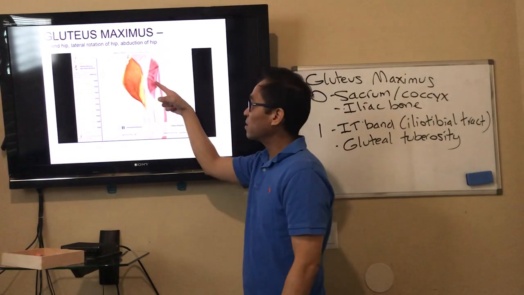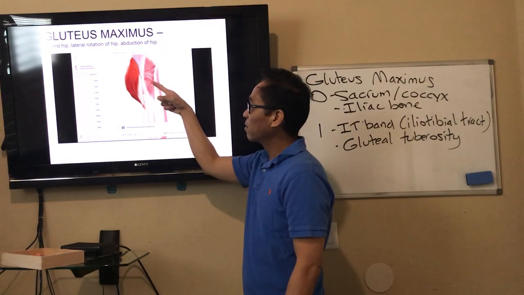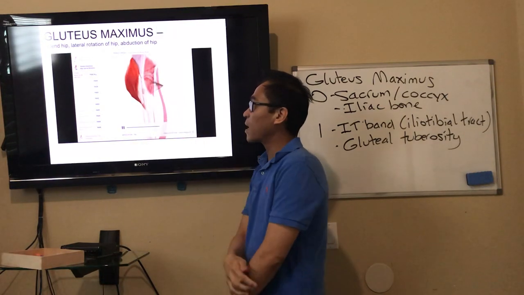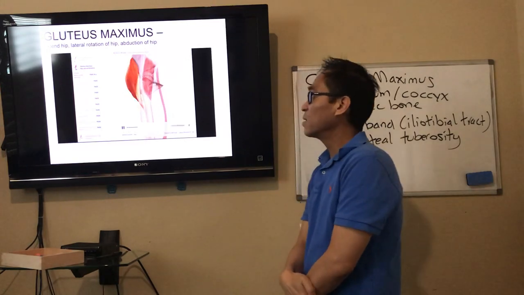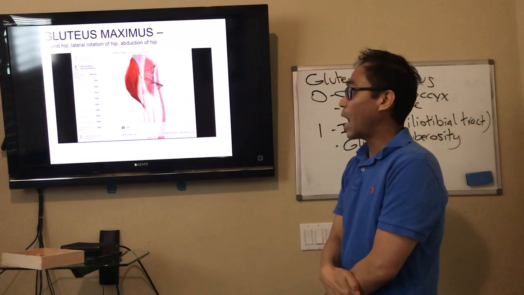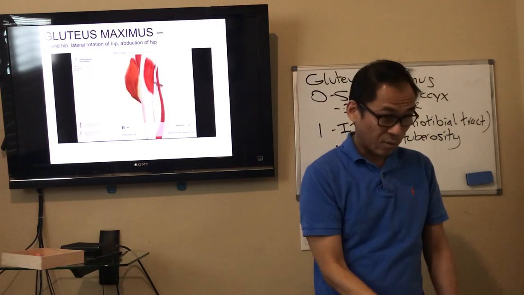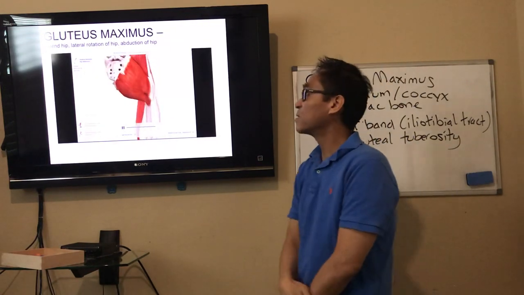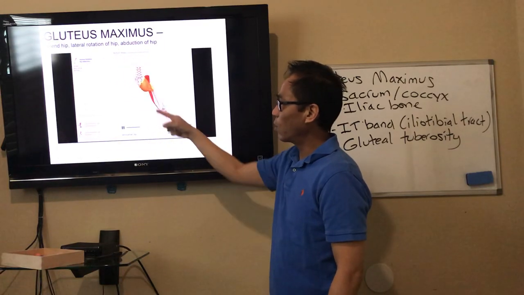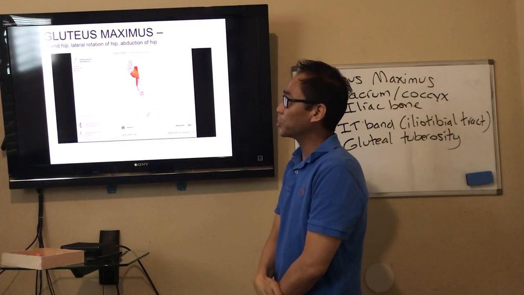See the head of the femur right there? It rotates out. That's lateral rotation of the hip caused by the glute max. Once again, lateral rotation of the hip. I want you to know that. The opposite of that, turning your hip in, will be medial rotation. This one laterally rotates. Here's abduction of the hip. Move it away from the midline. Abduction.